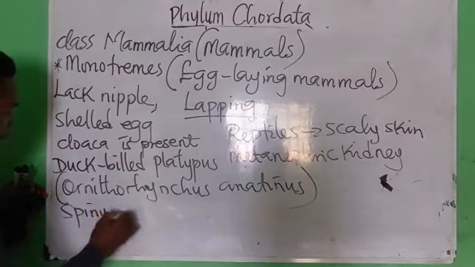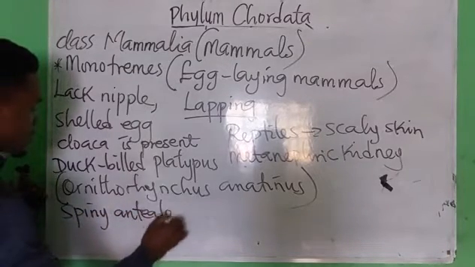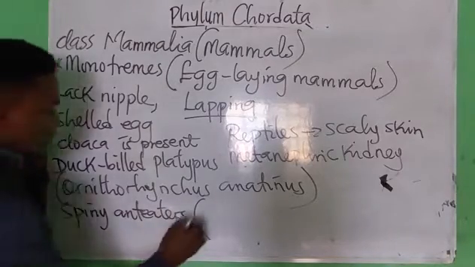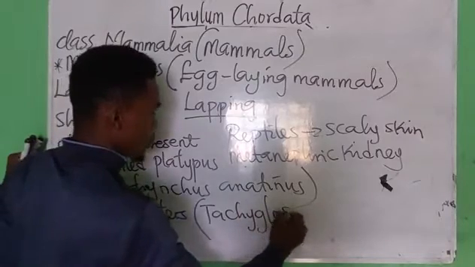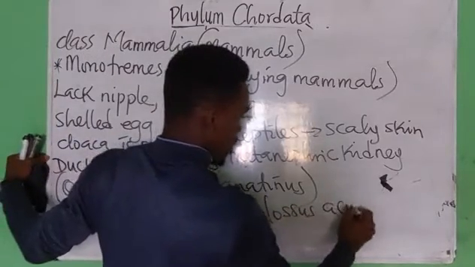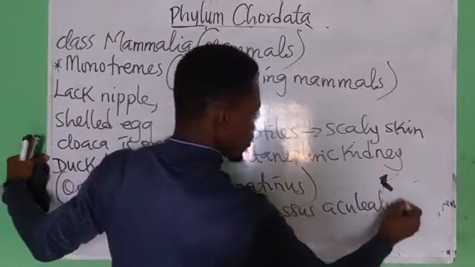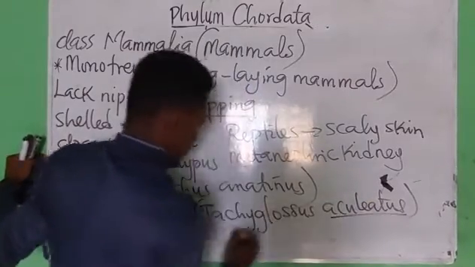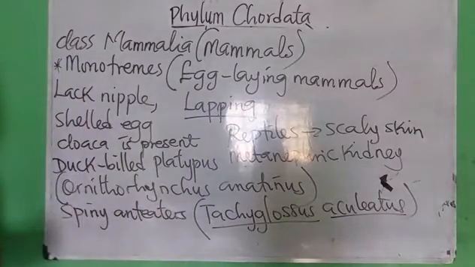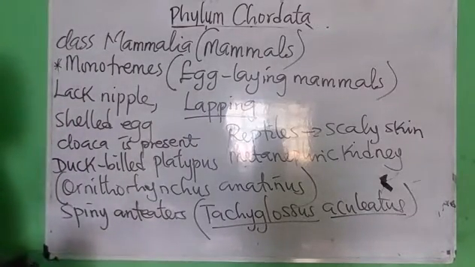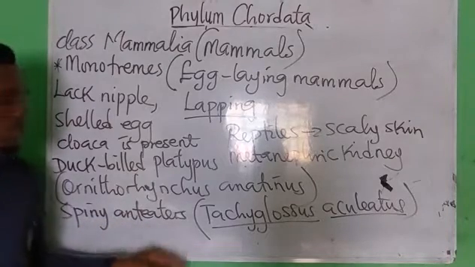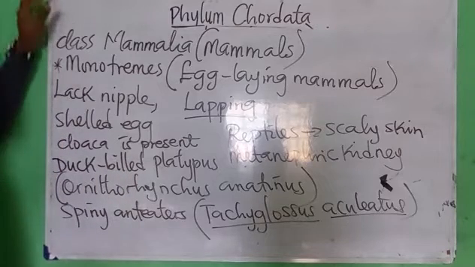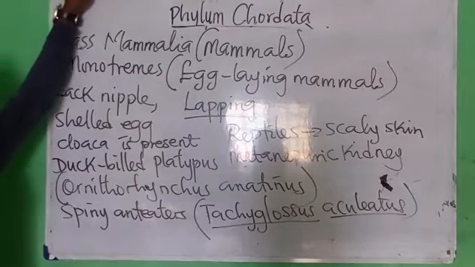All right. You also have another member which is called the spiny ant eaters. Spiny ant eater. It is called Trachyglossus aculeatus. All right. Trachyglossus aculeatus is the zoological name of the spiny ant eaters. So these are examples of monotremes, which are egg-laying mammals. I believe it's clear enough.